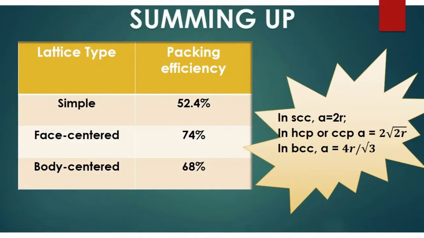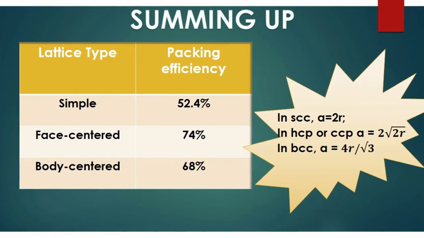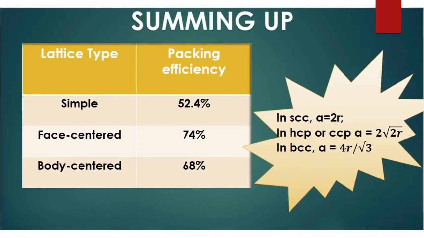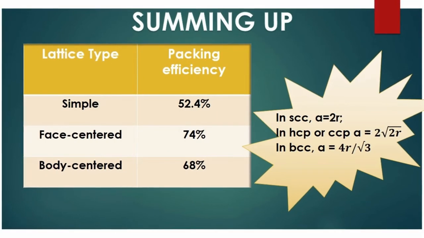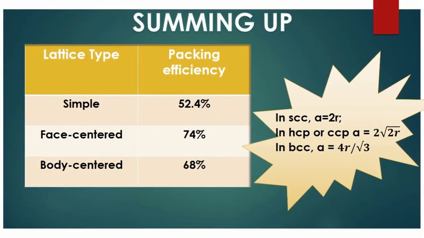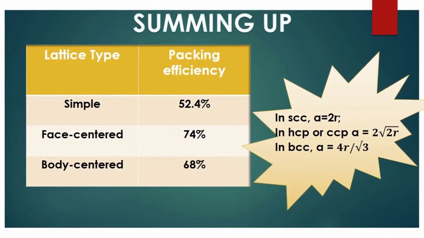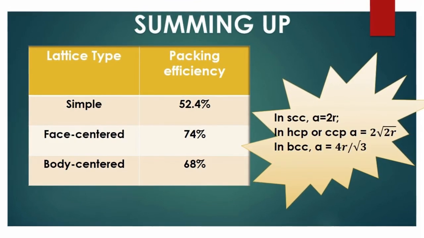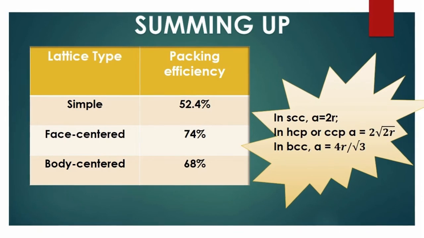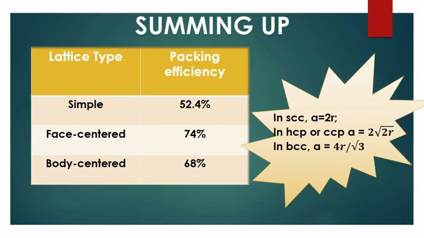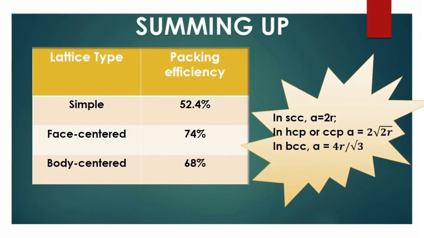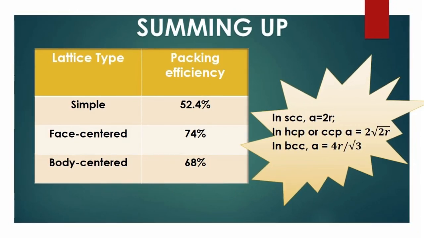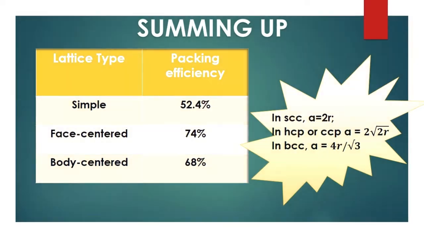We have learned the packing efficiency of a simple cubic unit cell is equal to 52.4%. The packing efficiency of face-centered cubic closed packing is equal to 74%, and body-centered cubic closed packing is equal to 68%. All these values you need to remember from the examination point of view. You also should know how to calculate it.